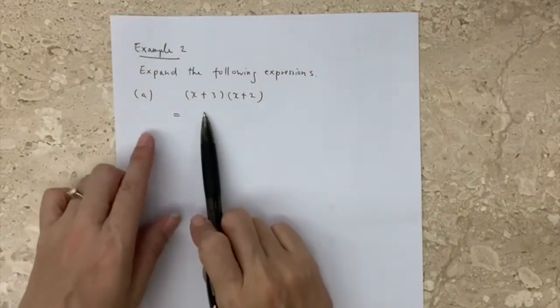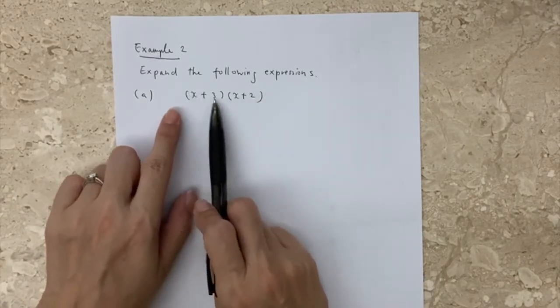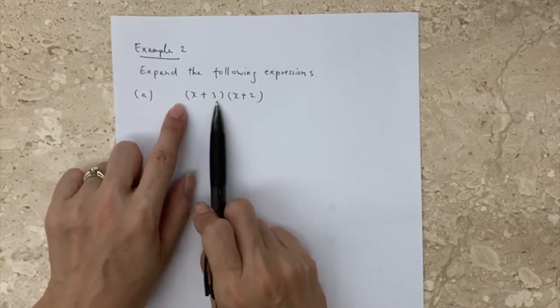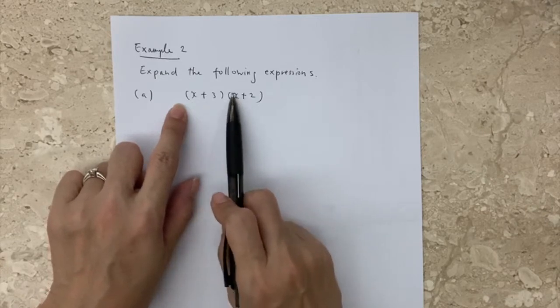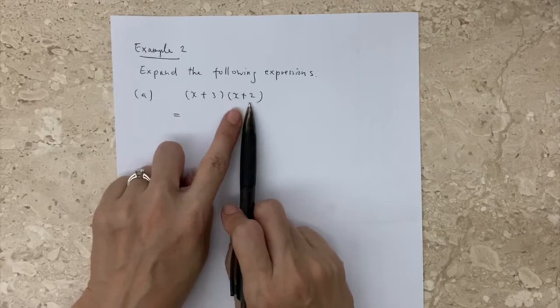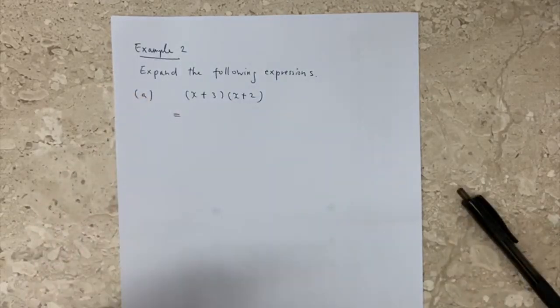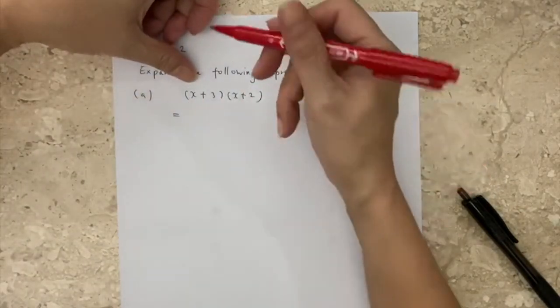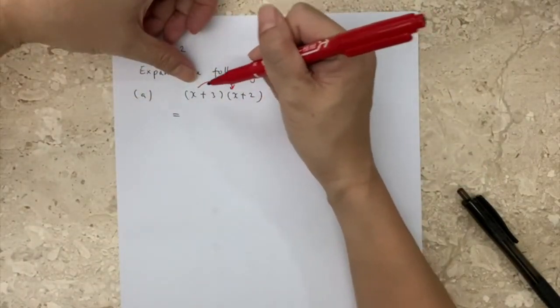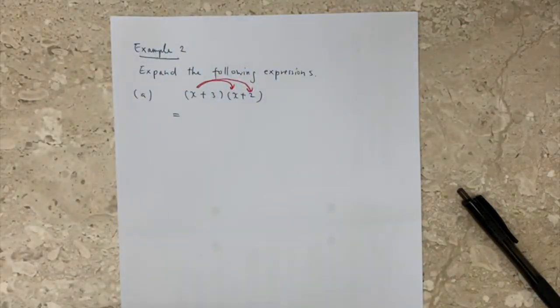Alright, so example 2, more expansion of the polynomial. So here the first bracket, this polynomial, which is x plus 3, and then another bracket, x plus 2. So we have this polynomial times this polynomial, we call that expansion. Alright, so to do this, we do it step by step. The first thing is we have this x, so that will be this x times x here, and then this x times 2 here. Alright, so that is the first part.